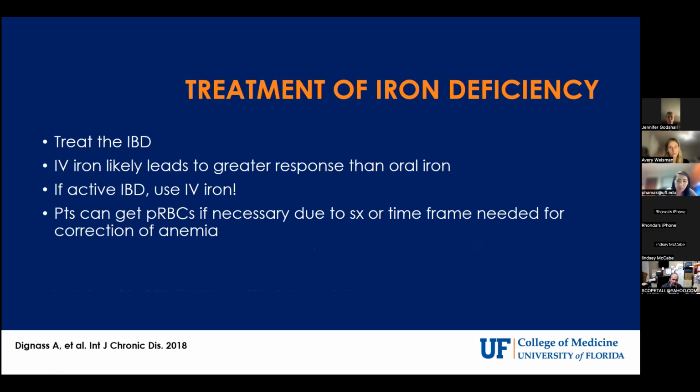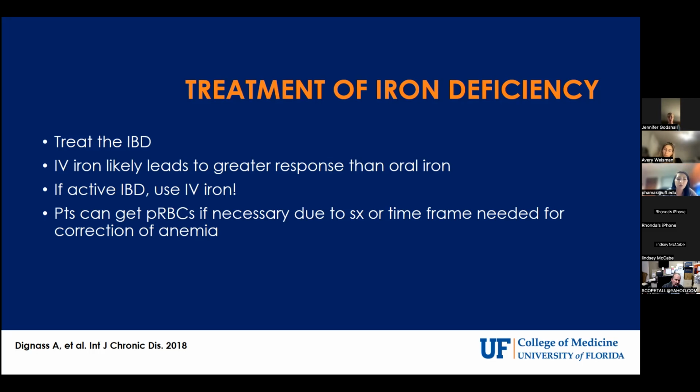So the mainstay of iron deficiency anemia is to make sure you figure out whether or not the patient has active IBD. More often than not, if you leave the IBD unmanaged, the iron deficiency itself will continue to plague you, and therefore you really need to treat the cause of the malnutrition and the chronic blood loss. If there's active IBD, the patient will qualify for IV iron. It likely will lead to a greater response than oral iron, is much better tolerated, and leads to a much quicker reversal of the anemia.